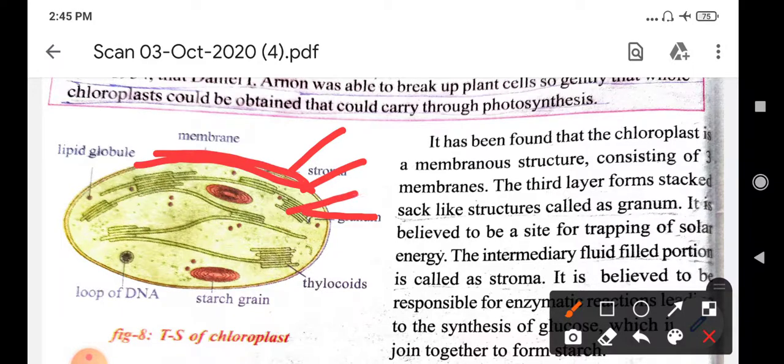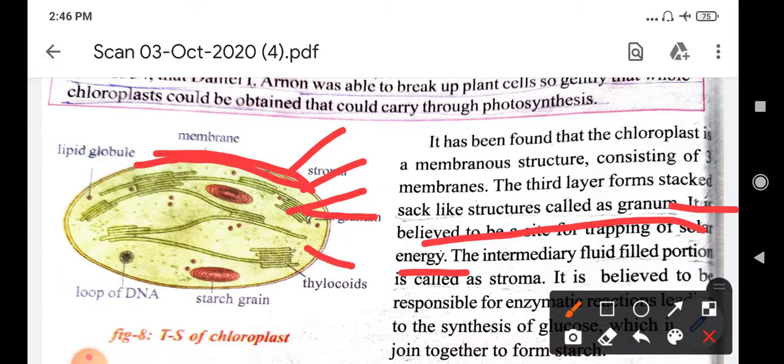So these stacks of thylakoids are called the granum. Even it acts as one of the membranes. So here the chloroplast has three membranous structures. Next, what is the function of the granum? We have already learnt in the previous question. The function of the granum is to trap the solar energy. You can read in the sentence, it is believed to be the site for trapping of the solar energy.